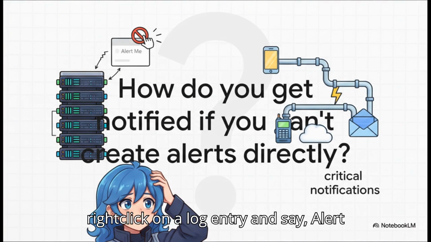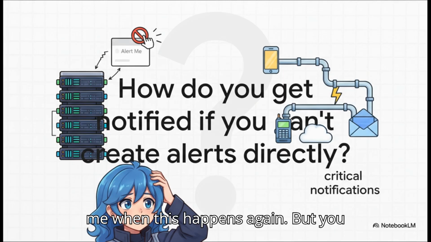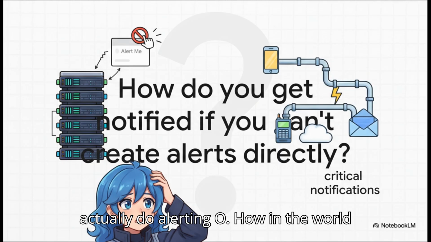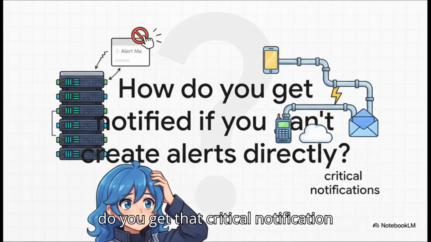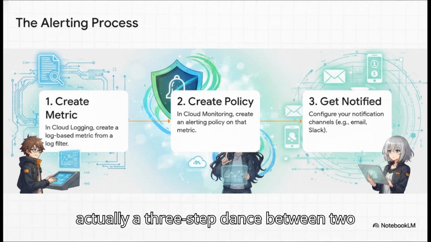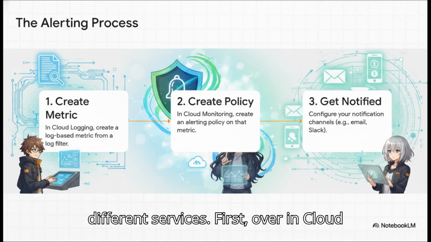You'd think you could just right-click on a log entry and say, alert me when this happens again. But you can't. Cloud logging itself doesn't actually do alerting. So how in the world do you get that critical notification when something goes sideways? It's actually a three-step dance between two different services.